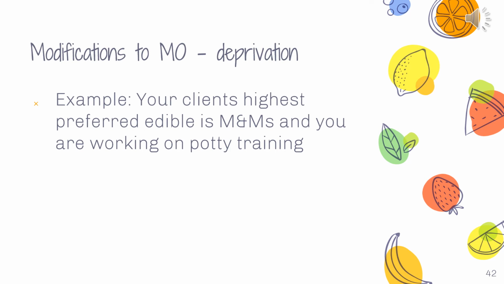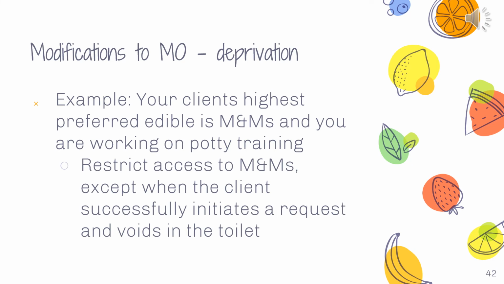Now we can look at modifications to the MO in the form of deprivation. The example here is your client's highest preferred edible is M&Ms, and you are working on potty training. A modification you can make is restrict access to M&Ms, except when the client successfully initiates a request and voids in the toilet.